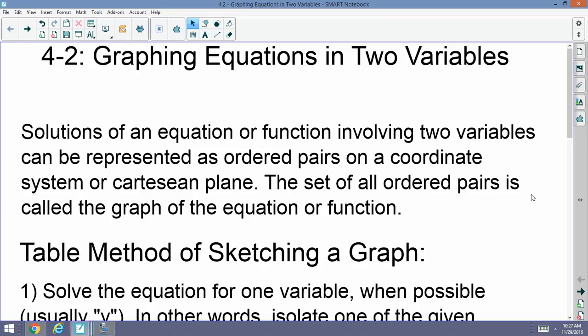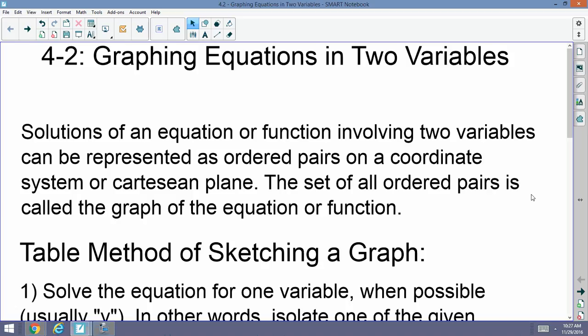Welcome back to Mr. Morrill's Algebra 2 class. Today we're going to continue with the wonderful world of graphing equations in two variables. The two variables we're dealing with are y and x. A couple of little refreshers: remember that y is always dependent. We're going to get into why that's so important when we talk about functions. And x is independent, okay?